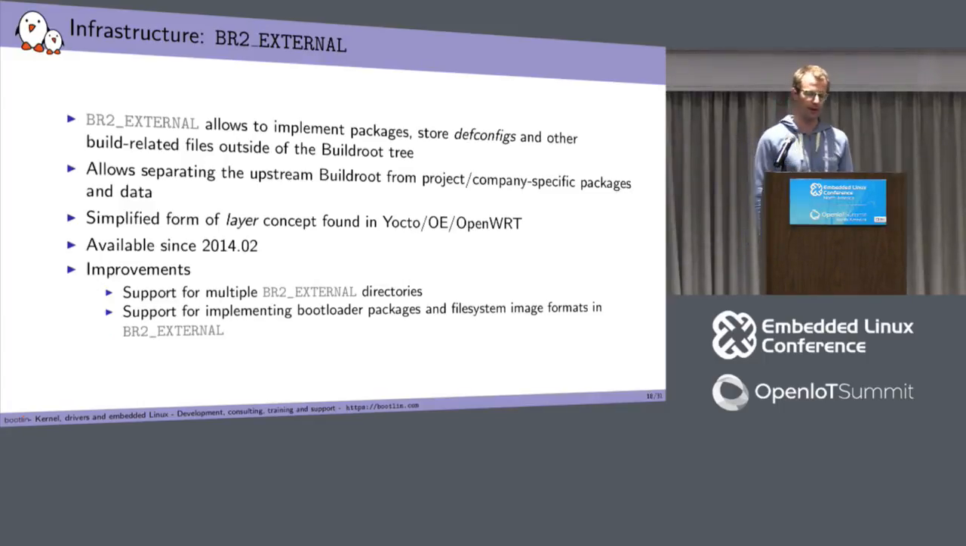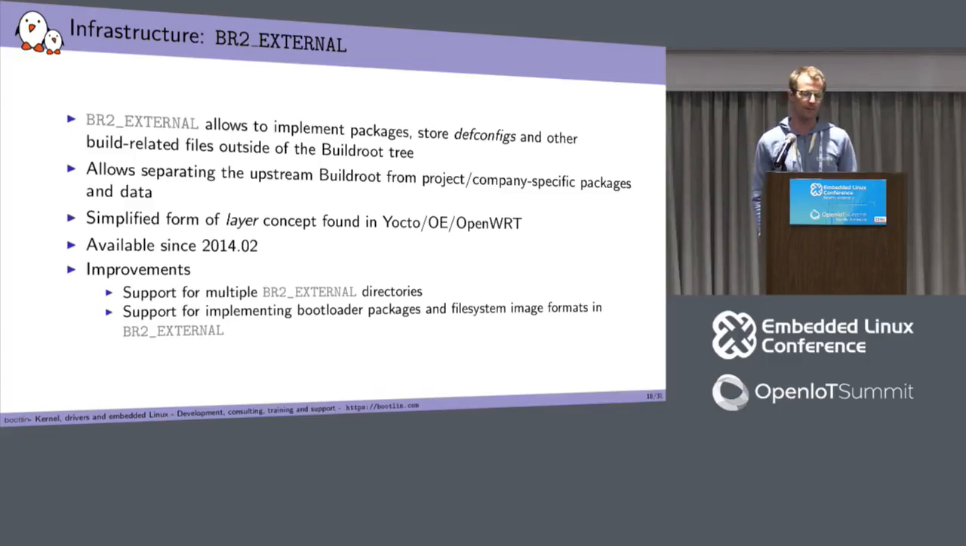Another thing we've added is BR2_EXTERNAL. If you're familiar with the concept of a layer that Yocto/OE has, and to some extent OpenWrt as well, it's a simplified form of that. It's somewhat simplified compared to what OE/Yocto is capable of doing, but it does help in a number of situations. So basically, BR2_EXTERNAL allows you to point Buildroot to another folder which contains package definitions, defconfigs and other build-related files and artifacts that you need for your build.